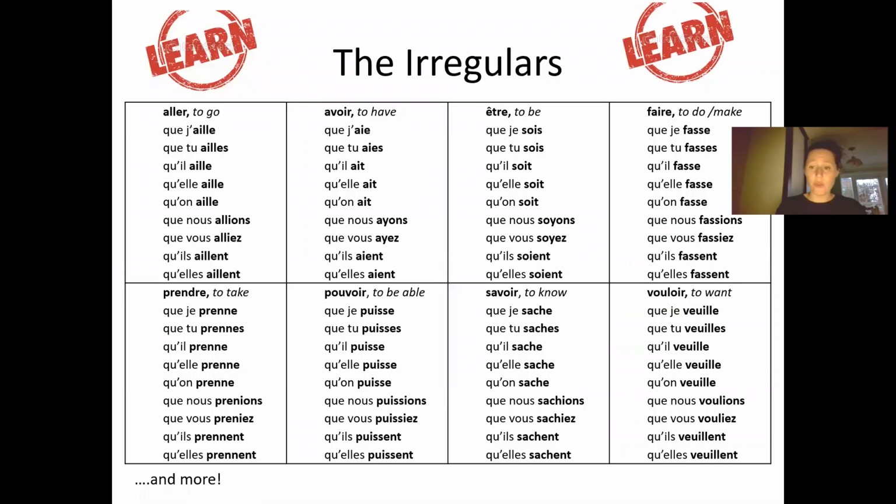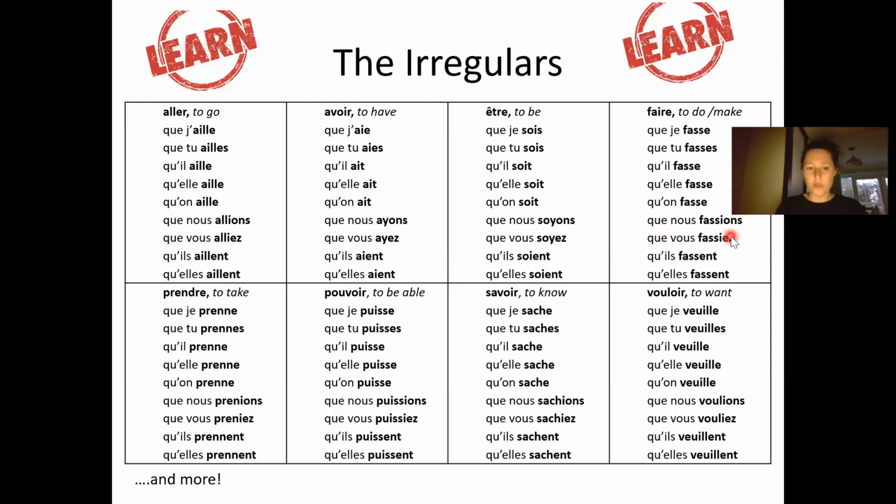Now the irregulars, have a look at them, they change a lot. So we'll have que j'aille, que nous allions, que vous alliez, que j'aie, que nous ayons, que vous ayez, que je sois, que nous soyons, que vous soyez, que je fasse. I'll put my little spotlight here.